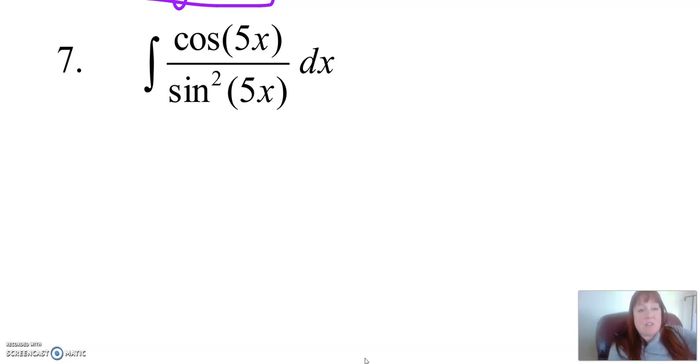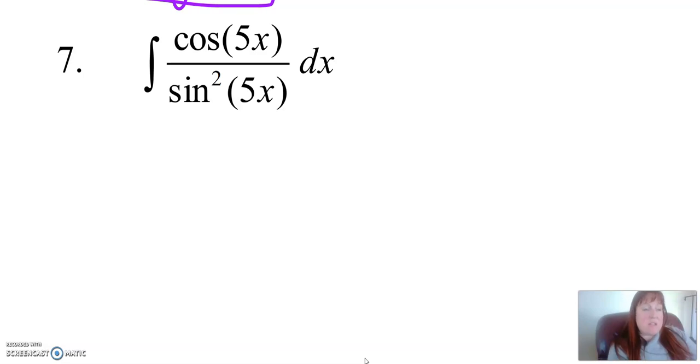x inside the cosine or sine function, I should just do that as my U-substitution. But that wouldn't really get us anywhere. We would end up with cosine u over sine squared u, and we don't know how to integrate that. So let's try a different U-substitution.